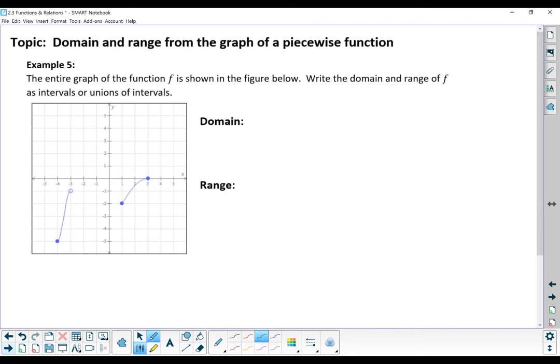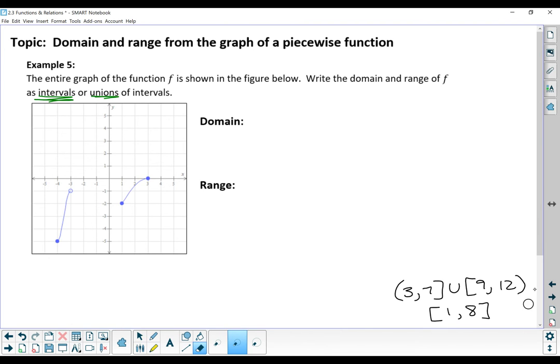All right, the next topic is domain and range of the graph from the graph of a piecewise function. So this is the entire graph of function f. We want to write the domain and range of f as an interval or the union of intervals. So we might have a domain in two pieces, like 3 to 7, union, 9 to 12, something like that. Or it might just be in one piece. Just depends on what the function looks like. But we are writing it in intervals here.